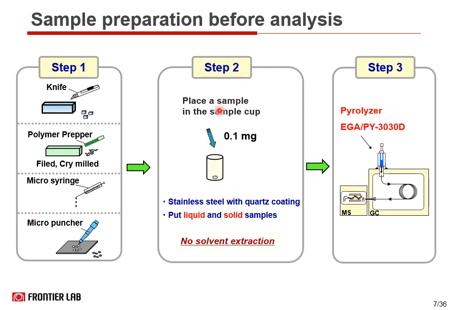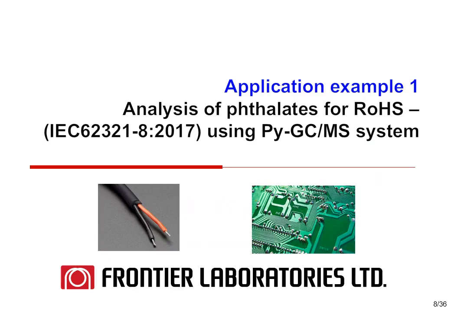In step 2, just place a sample in a sample cup and measure the weight. Usually 0.1 milligram sample is recommended. So no solvent extraction is required. Then step 3, drop the sample cup into the pyrolyzer furnace and start GCMS measurement. Very simple steps. From this slide, I will introduce 3 different examples.